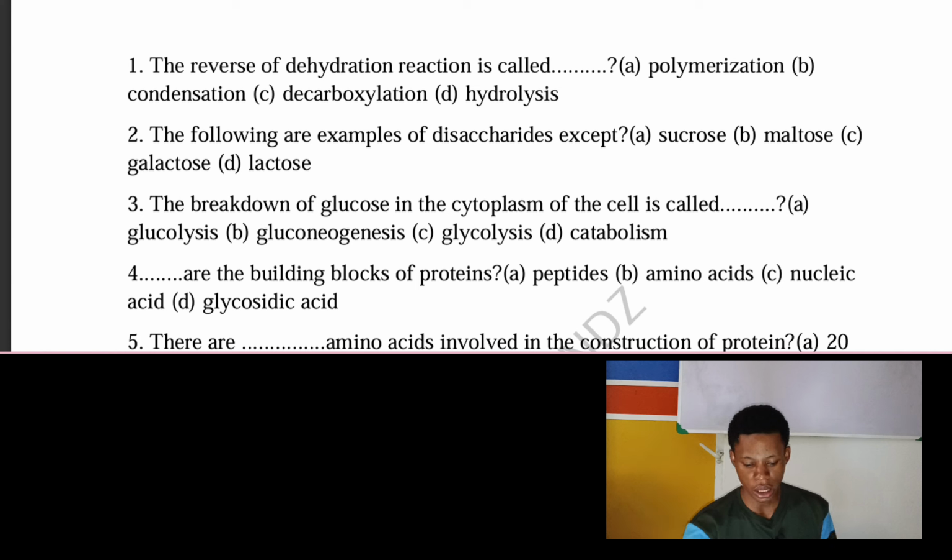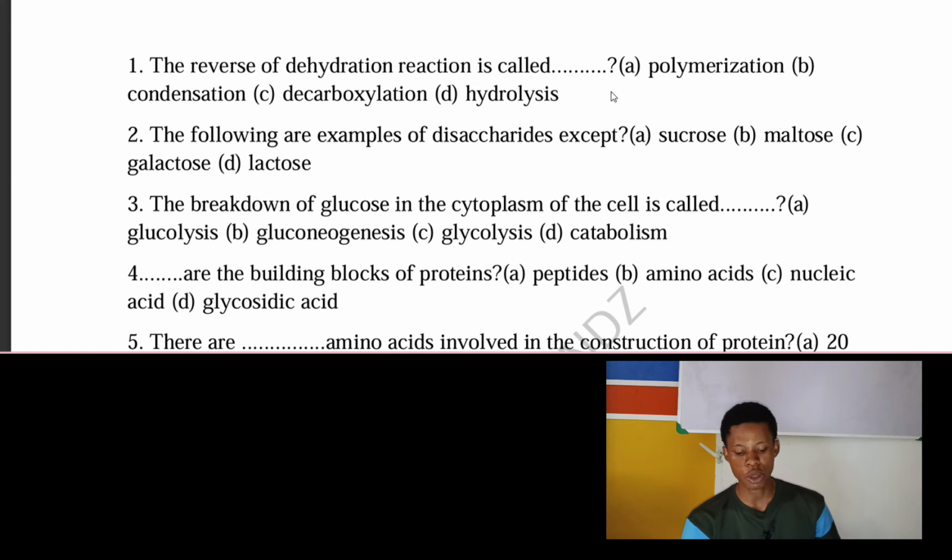All right, moving on to the next question there. Question 2. The following are examples of disaccharides, except, now you agree with me that disaccharides are made up of 2 sugar units, right? Di means what? 2. So disaccharide means 2 sugar units. So the following are examples of disaccharides except A, glucose, B, maltose, C, galactose, D, lactose.